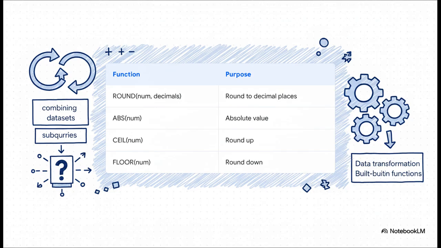And of course, we've got functions for crunching numbers. ROUND is probably the one you'll use most, just for cleaning up messy decimal places in your reports. But for more control, you have CEIL, which always rounds up to the next whole number, and FLOOR, which always rounds down. It's all about making your numbers look clean and behave predictably.